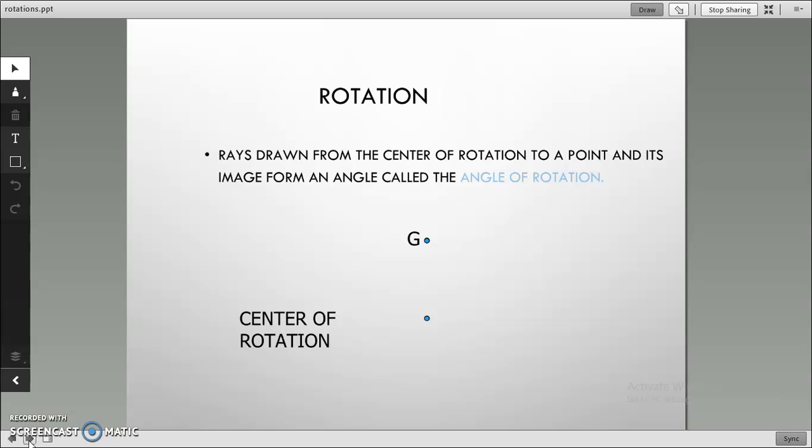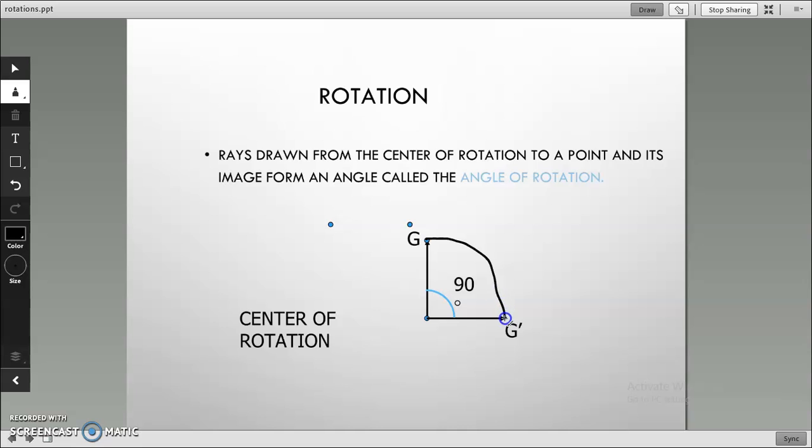Rays drawn from the center of rotation to a point in its image form an angle called the angle of rotation. So here's my center of rotation. This point is called the center, and here's the point that I'm rotating. Those dots are doing what they want to do. This G prime represents the transformed point. So it started here and it rotated here, 90 degrees, about this point.